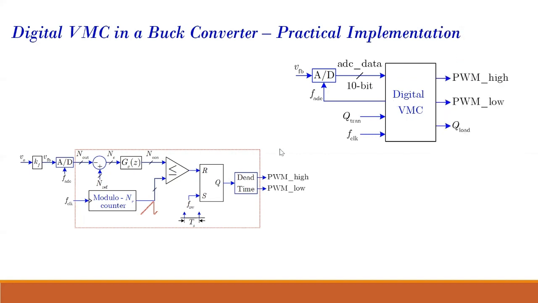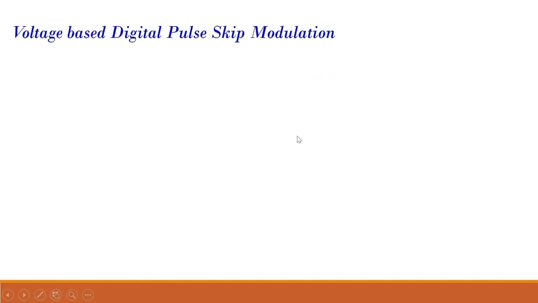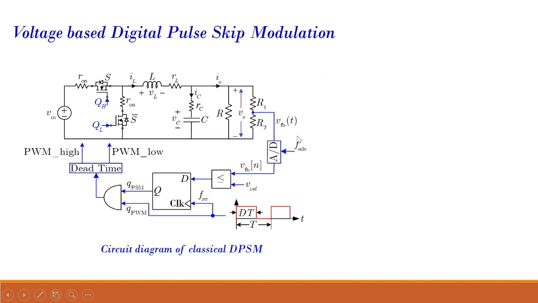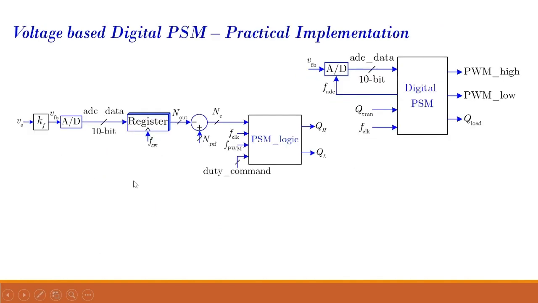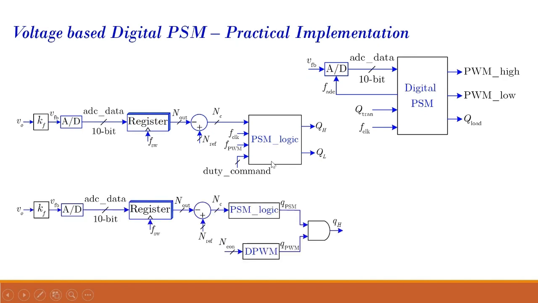Okay, so we can implement digital voltage mode control in the buck converter. This is the logic, the FPGA code. Similarly, you can implement digital pulse skipping modulation. The same similar block diagram is there. In multi-mode control, we have the PSM logic and digital pulse width modulation. Both those logics we consider.